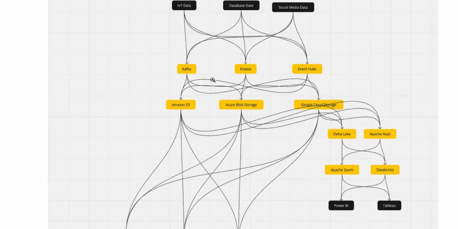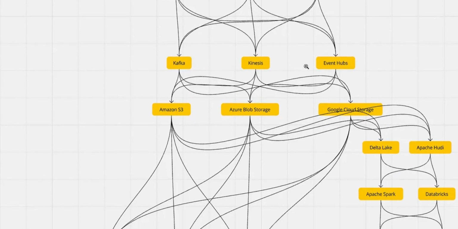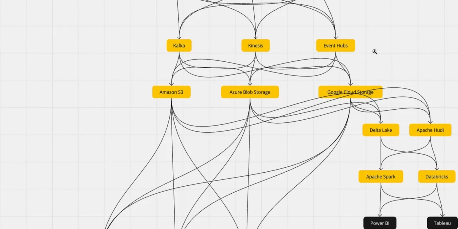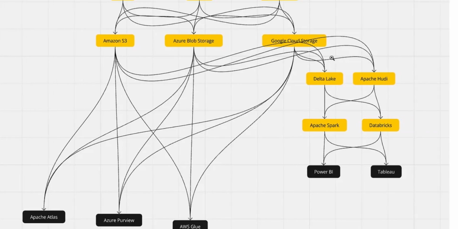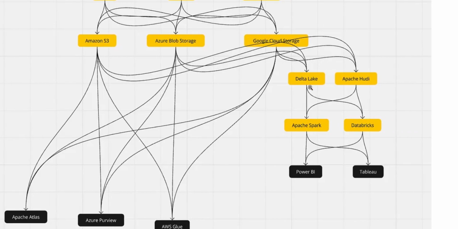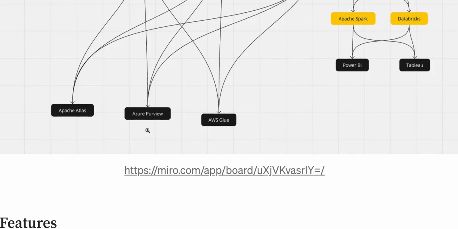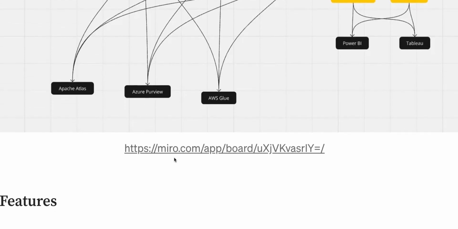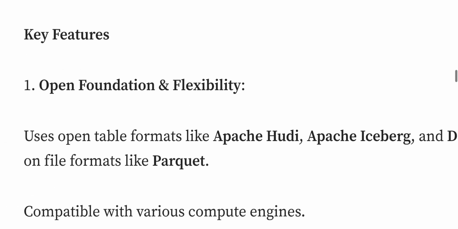So this is how I created it. IoT data, database, social media data, Kafka, Kinesis, Event Hub. These are real-time events. Then Amazon S3, Azure Blob Storage, Google Cloud Storage, and on top of that we have Delta Lake, Apache Hudi, Apache Spark, Databricks, and Power BI also selecting data from that, and this is Unity Catalog. I also created this on my Miro board. If you would like to change something, you can access it.